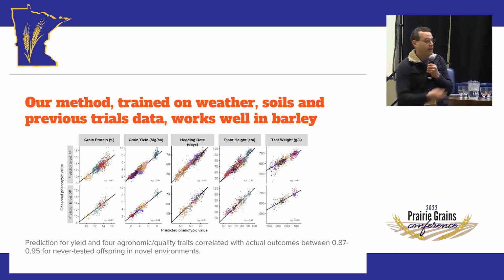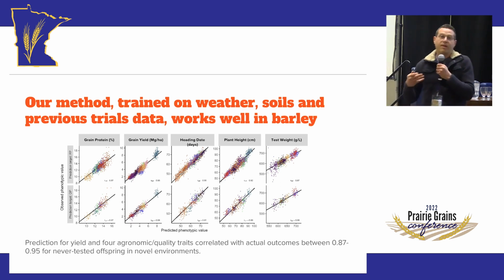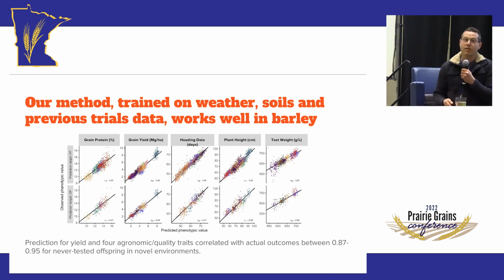In this particular barley trial, when we left various lines out of the training and tried to predict what they would be when they were never in the training set, we were between 0.87 and 0.95 accuracy, really, with all of these.